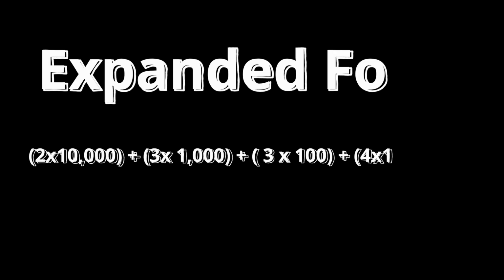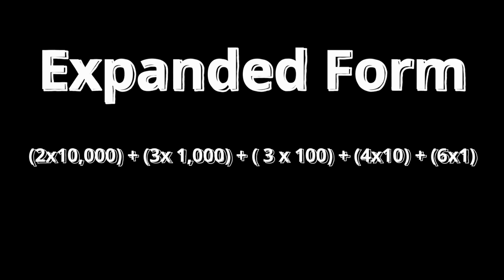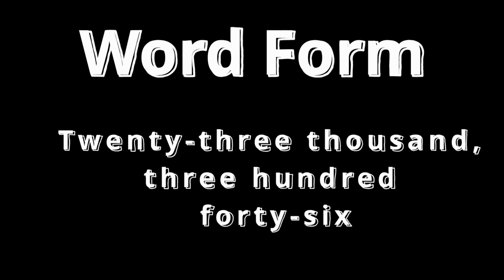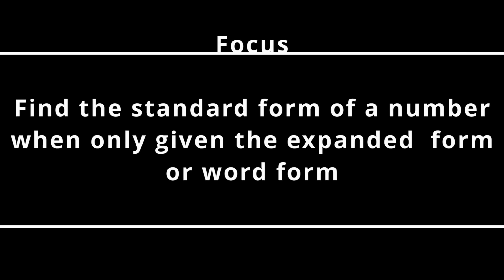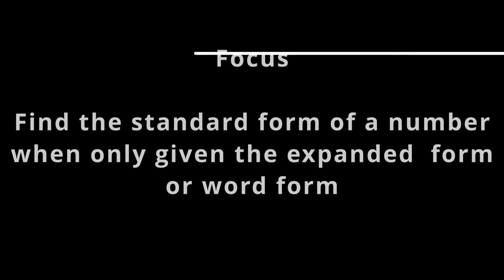Standard form is when we show a number using one digit in each place value. In expanded form, we take each digit in a number and multiply it with its place value. And finally, in word form, we learn that numbers can be written with words. Today, we'll be using our place value chart to find the standard form when we're given the expanded form or the word form of a number.